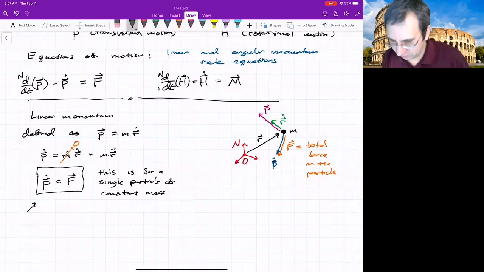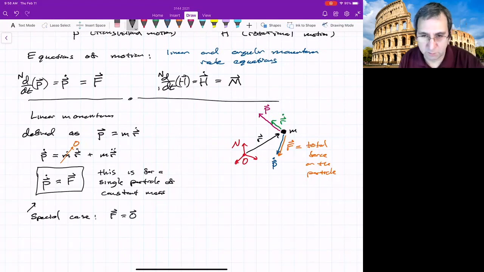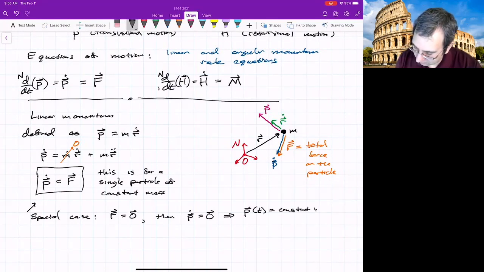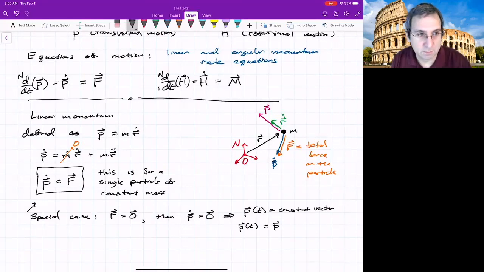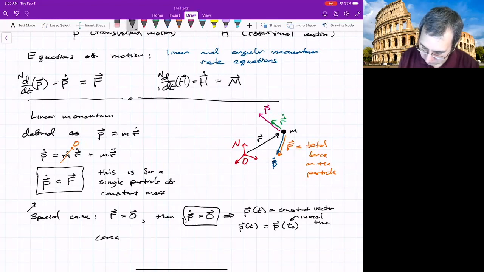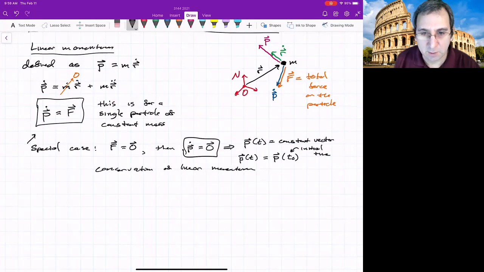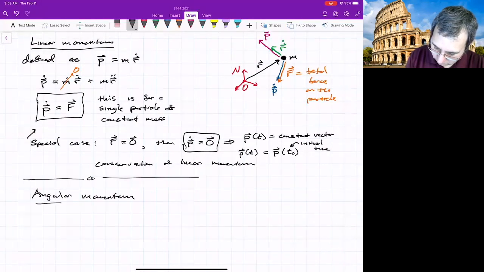And it's probably worth stating at this point what the special case is. The special case would be if there's no force. So if the force is the zero vector, then p dot equals 0, which means that p equals constant. It's a constant vector. So p at any time t is equal to whatever p was at an initial time. So in that special case, if the total force is 0, there could be forces on this, but they counterbalance. This is another way of stating conservation of linear momentum. All right, so that's linear momentum. Let's talk about angular momentum. You watch me draw another picture.